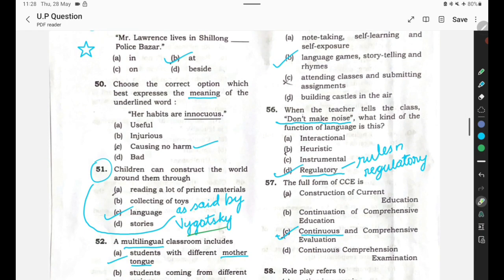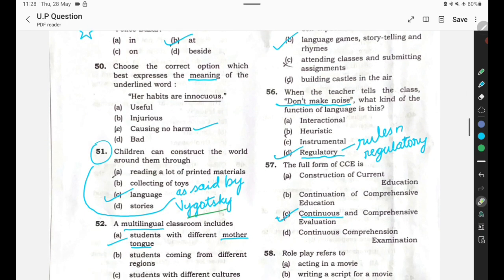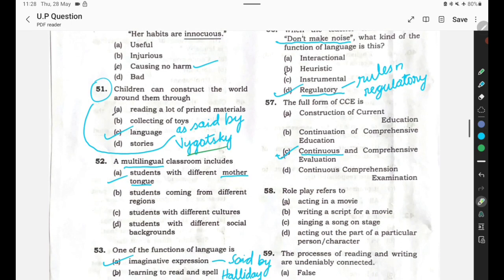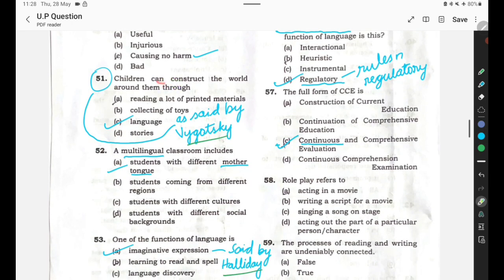Now coming to 50. Choose the correct option which best expresses the meaning of the underlined words. Okay, they are asking for meaning. Innocuous means causing no harm. 51, important. Children can construct the wall around them through language. Okay, these words are said by Vygotsky. Remember who said this. It is said by Vygotsky.